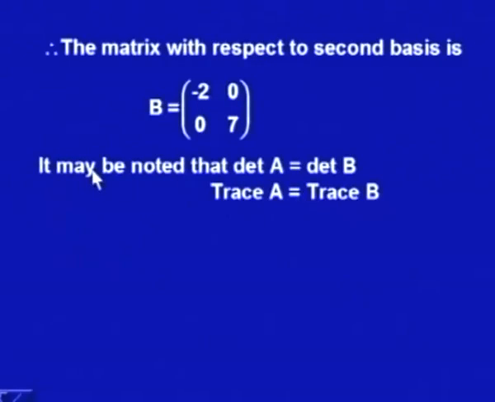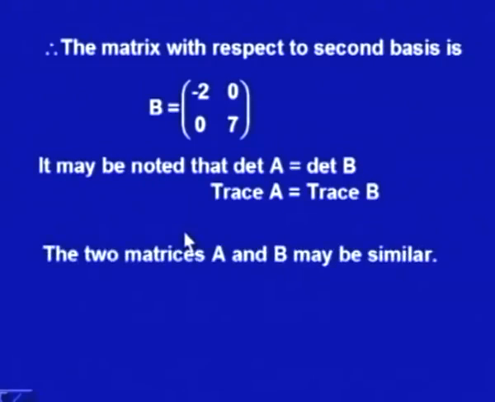So, now we have two different matrices with respect to two different bases, and one can note that determinant A is equal to determinant B and trace A is equal to trace B for these two matrices. Now, the two matrices A and B may be similar. Simply, these two results will not mean that A and B will be similar. We can say that A and B may be similar.